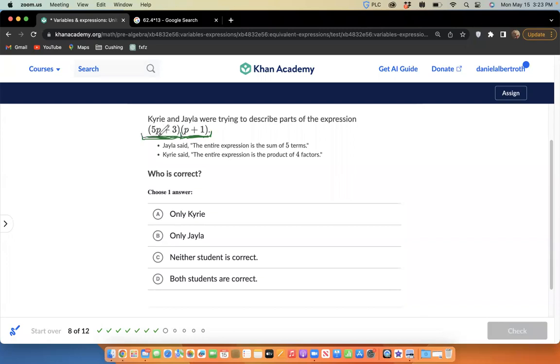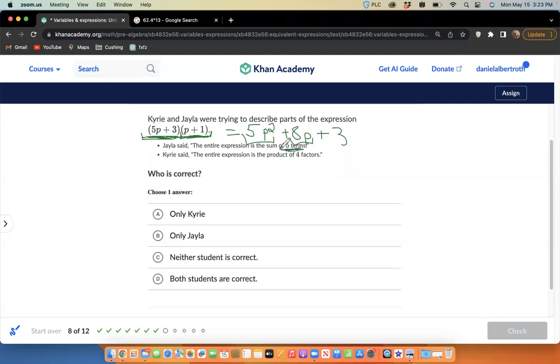This is actually kind of tricky. If we multiply these together, that might help us. We get 5p squared. You'd get a p term. You'd get a plus 5 and a plus 3, so plus 8p and a plus 3. So if you rewrite it, you can think of it as 3 separate terms that are being added. This one has 2 factors. So I'm actually leaning towards none of these are correct.